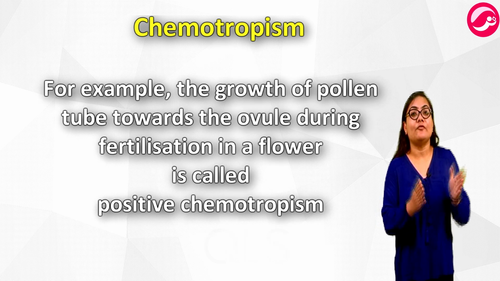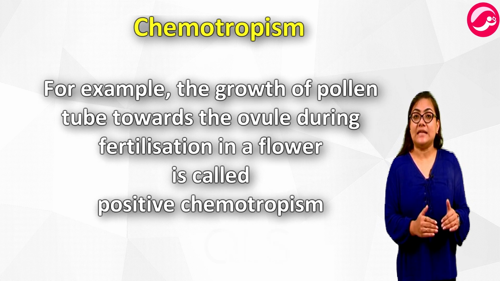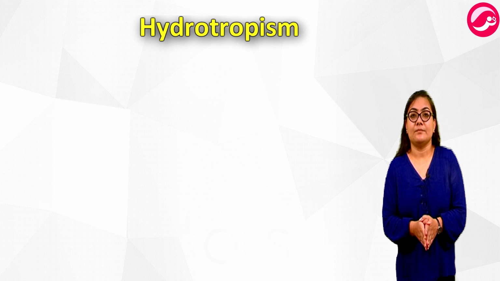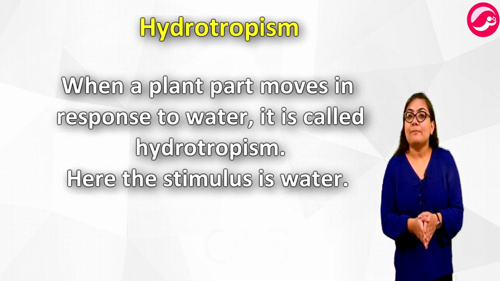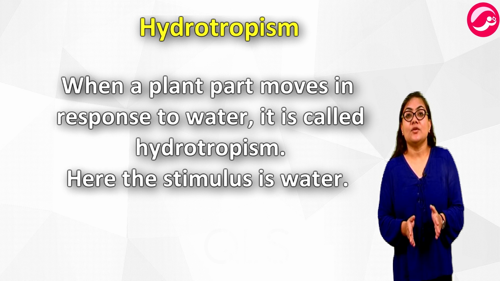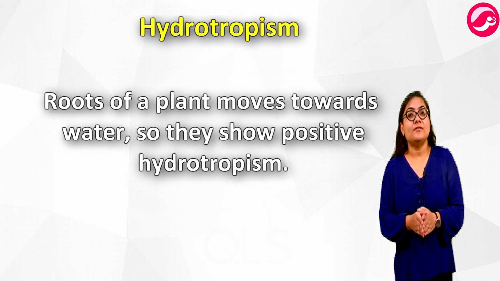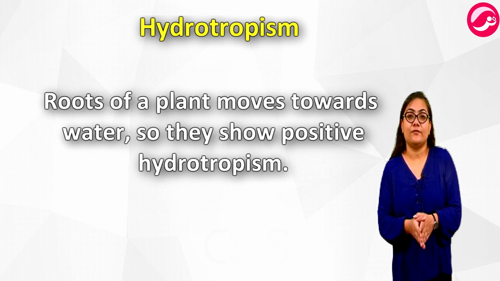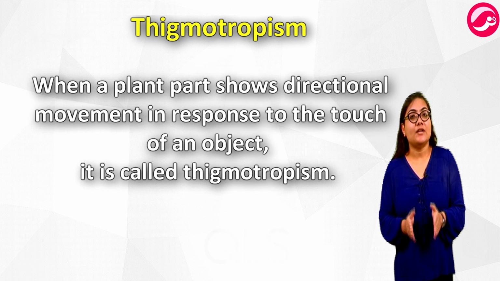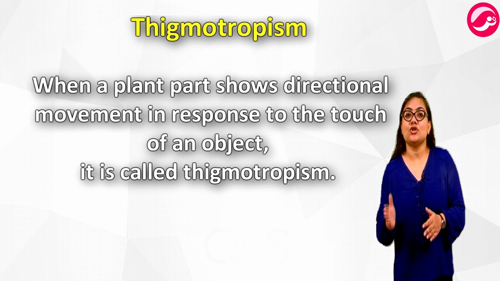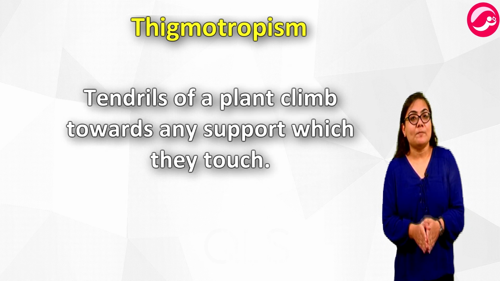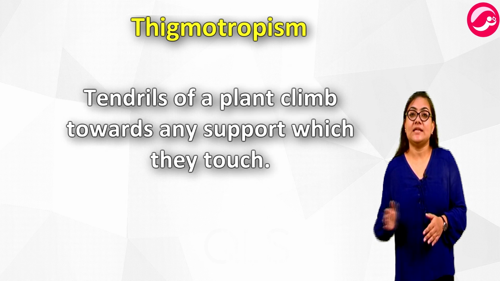For example, the growth of a pollen tube towards the ovule during fertilization in a flower is called positive chemotropism. Fourth is hydrotropism. Hydro means water. So, when a plant part moves in response to water, it is called hydrotropism. Here the stimulus is water. Roots of a plant move towards the water, so they show positive hydrotropism. Last type of tropism is thigmotropism. When a plant part shows directional movement in response to the touch of an object, it is called thigmotropism. For example, tendrils of a plant climb towards any support which they touch.